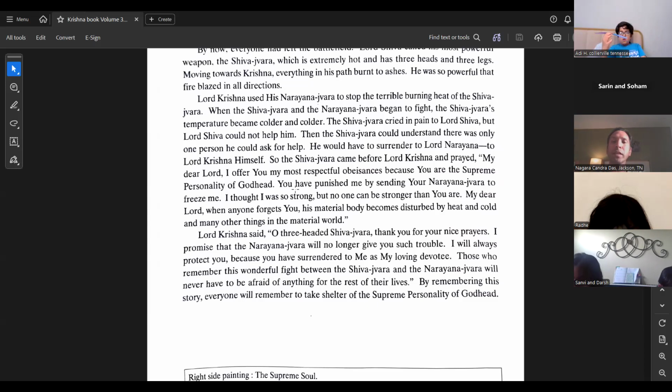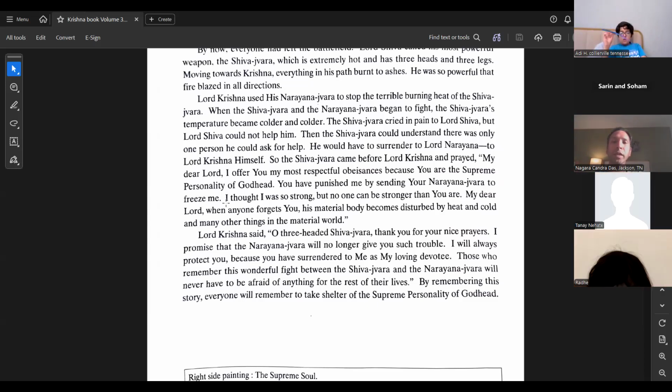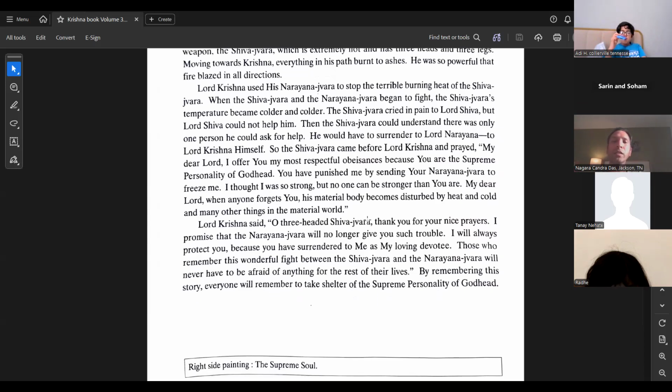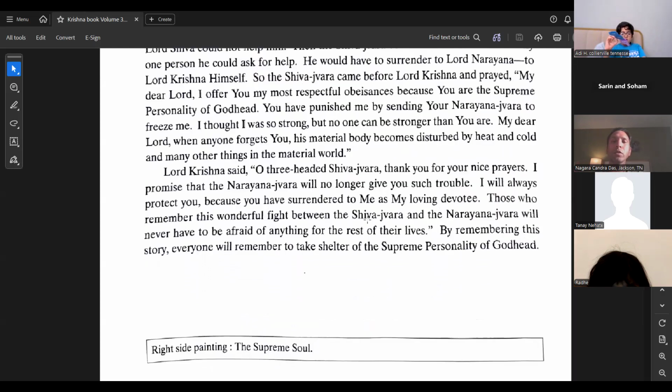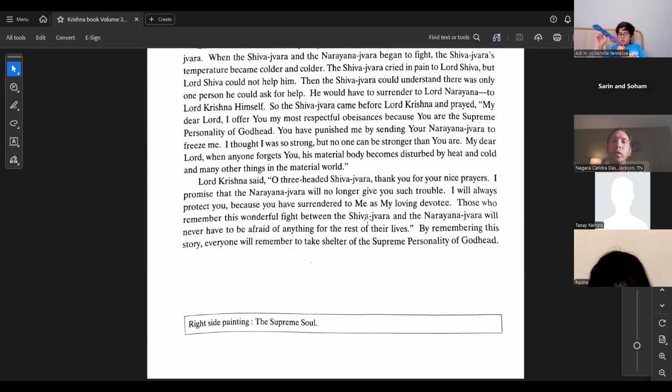You have punished me by sending your Narayan Jwara to freeze me. I thought I was so strong, but no one can be stronger than you are. My dear Lord, when anyone forgets you, his material body becomes disturbed by heat and cold, and many other things in the material world." Lord Krishna said, "Oh, three-headed Shiva Jwara, thank you for your nice prayers.